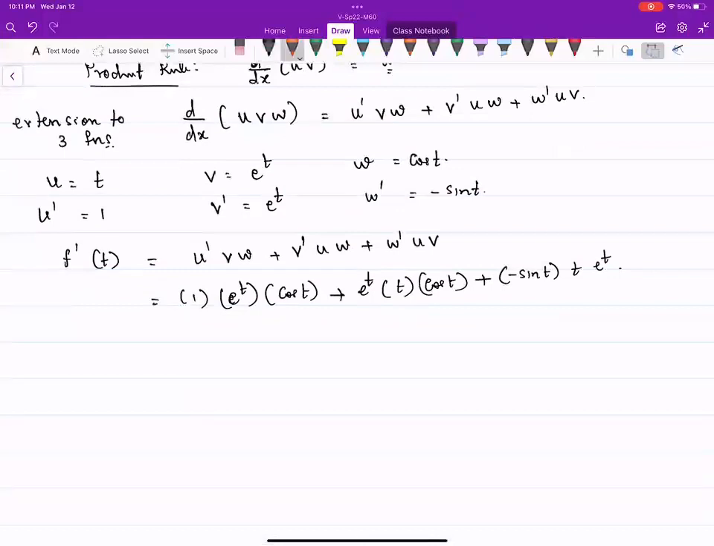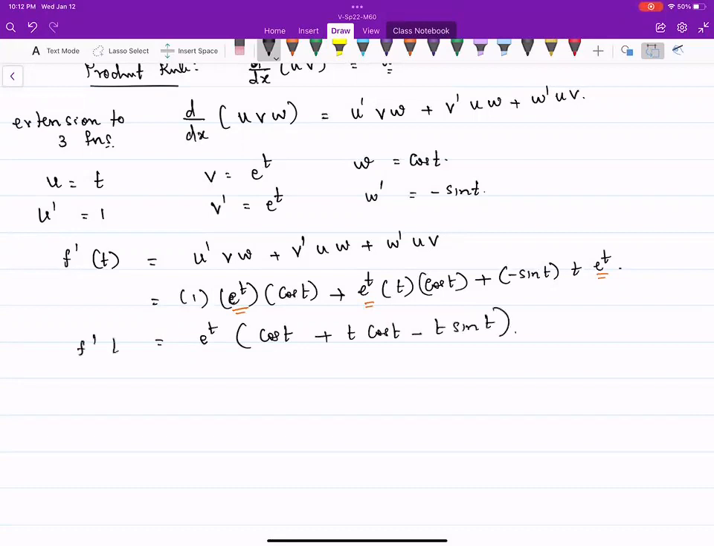You notice here in every term, we see that e to the t. So we will factor out the e to the t, then we'll write the rest of them, which is cosine t plus t cosine t minus t sine t. So the product rule has been extended to a product of 3 functions in this case. The answer is e to the t times cosine t plus t cosine t minus t sine t.